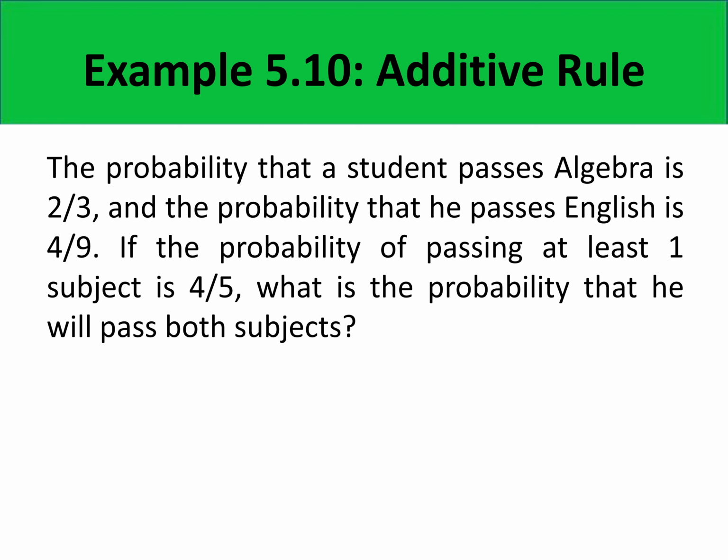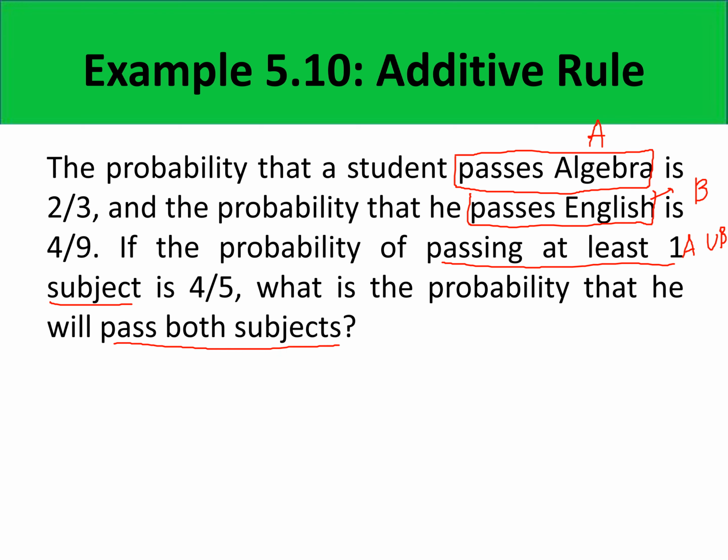The event that the student would pass algebra may be represented by the event A. The event that the student passes English would be the event capital B. The event of passing at least one subject would mean that the student passed algebra or passed English or passed both. So passing at least one subject can be represented by A union B. The event that the student will pass both subjects would be the event A intersection B.